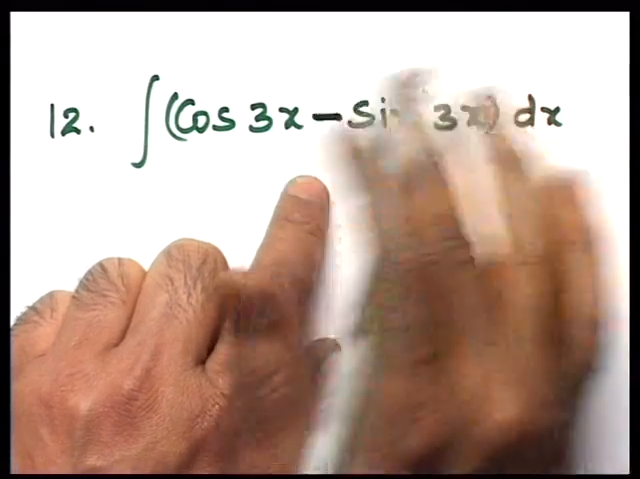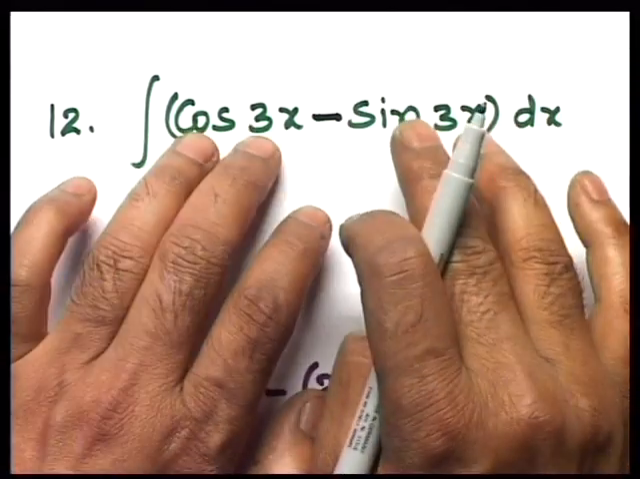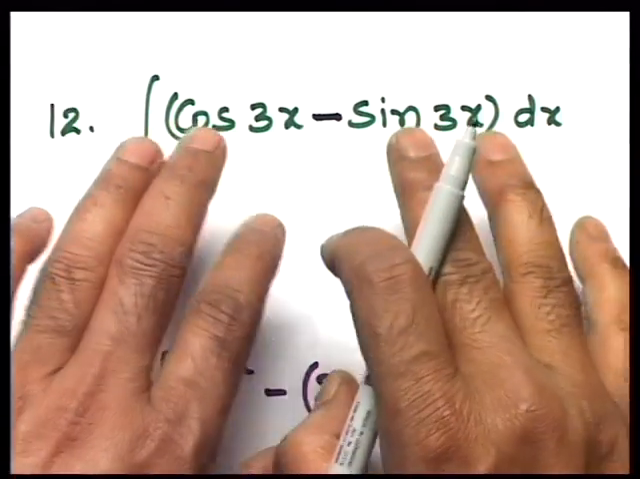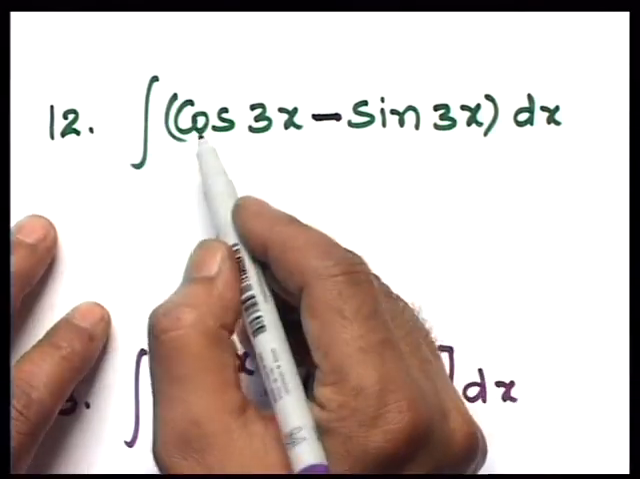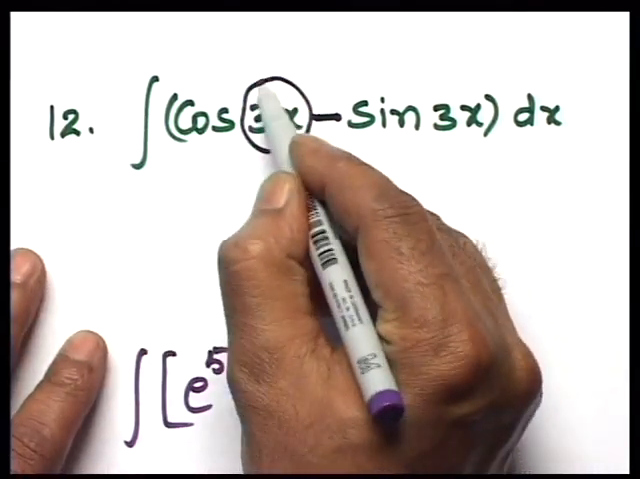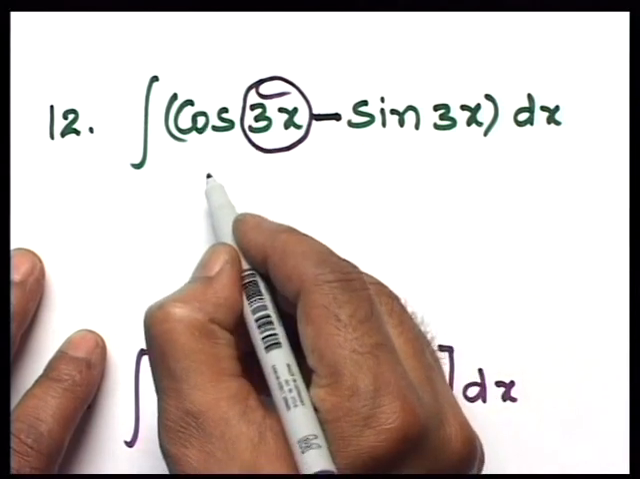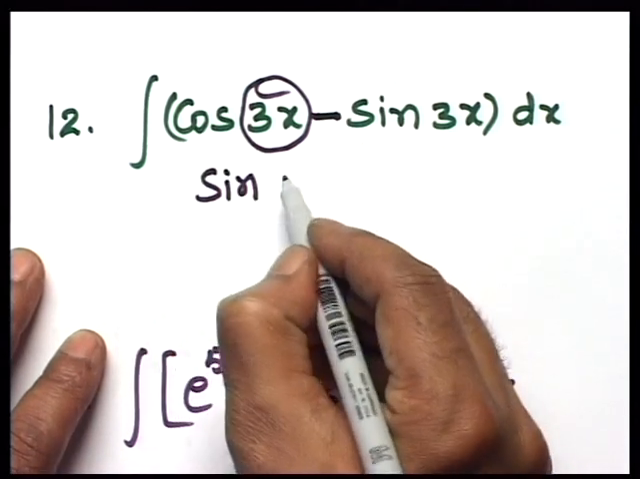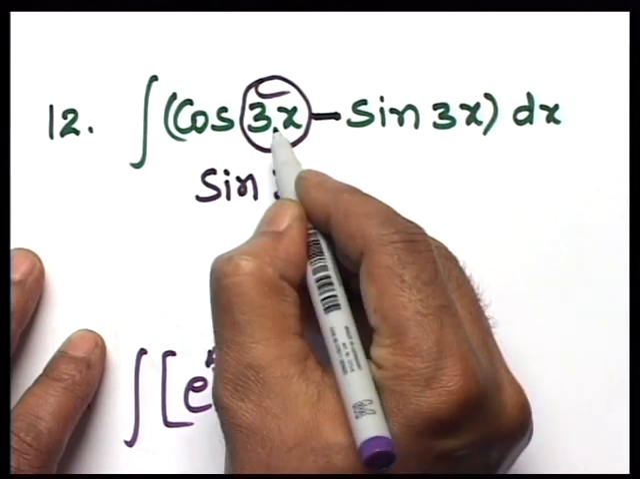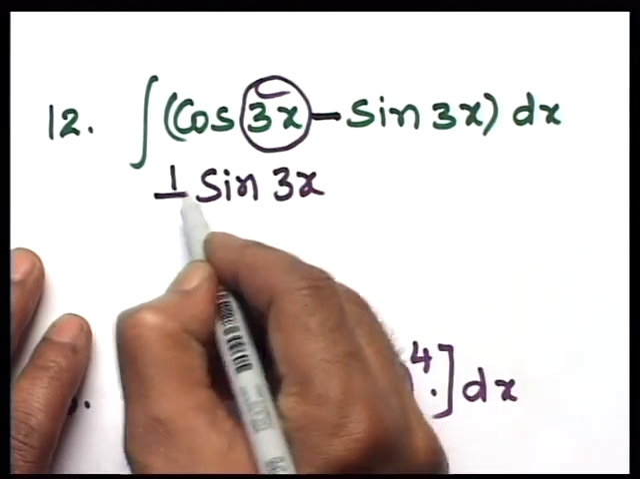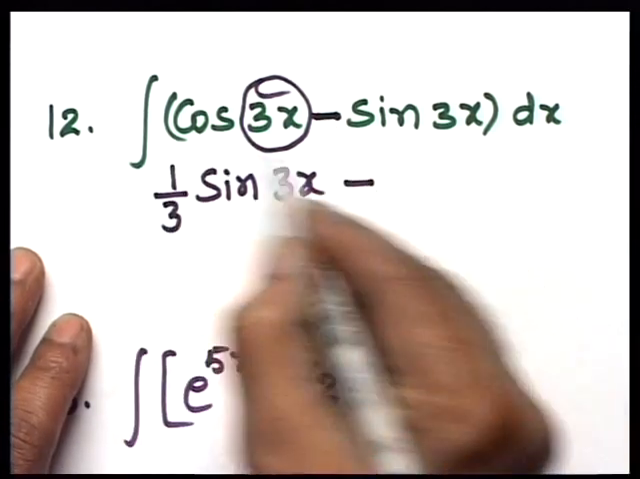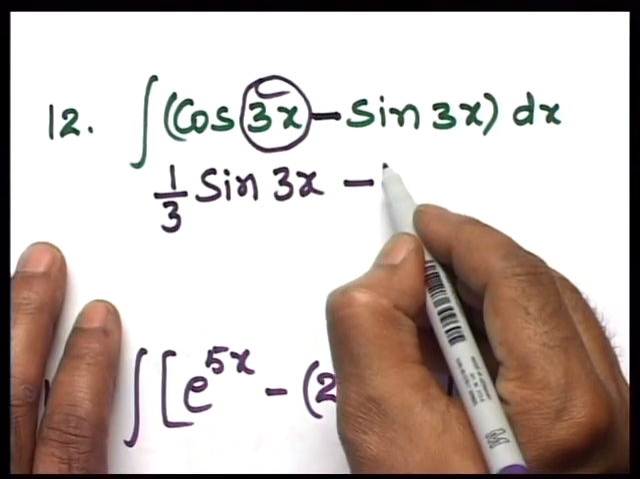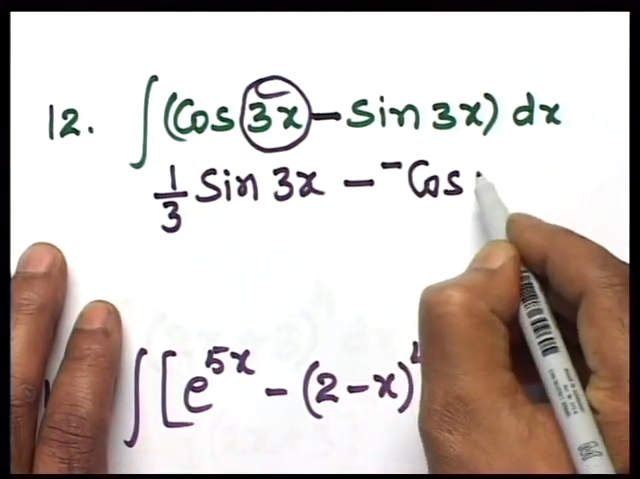Even if it's plus, that's okay. You can integrate both individually, I would say separately, okay? Cos theta, that's a theta, please. Integration of cos theta is sine theta. So let's write sine 3x, differentiate 3, divide by 3. Minus integration of sine theta is minus cos theta, okay?